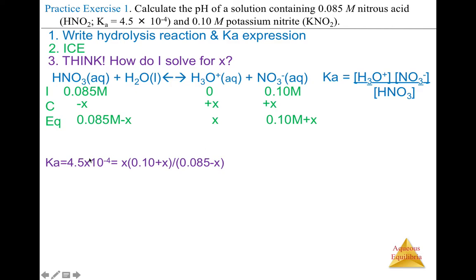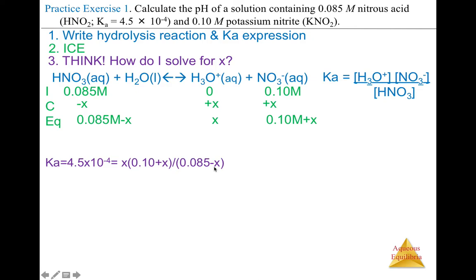Now we're on to step 3. How do I solve for X? Well, I'm given the Ka. Ka equals 4.5 times 10 to the negative 4th, and that equals just products over reactants. So my hydronium is X, nitrite 0.1 plus X, nitrous acid 0.085 minus X.